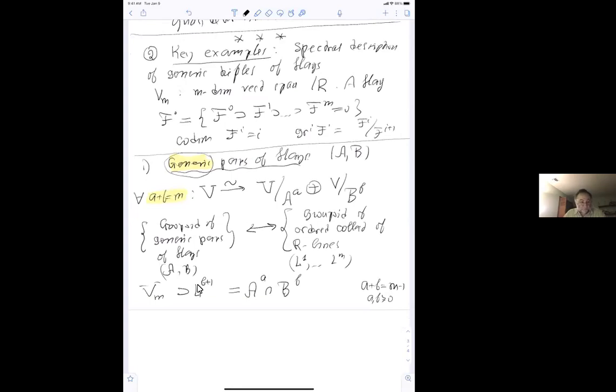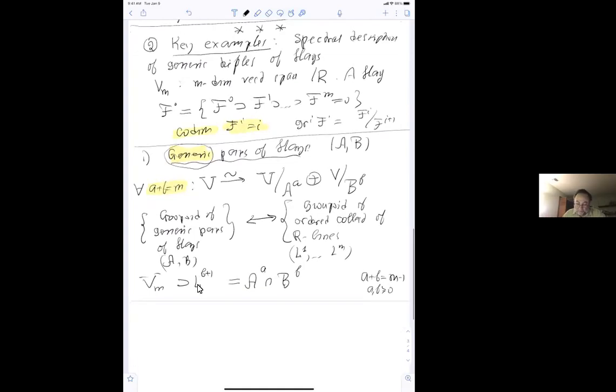Now, yes? Excuse me, can I ask a question? Is index a of rank a or co-rank a? So this is codimension. Codimension. Okay, thank you. Thank you for the question, because that's a very good point. So codimension. You see it because the indices of the filtration are upstairs. This means it's decreasing.